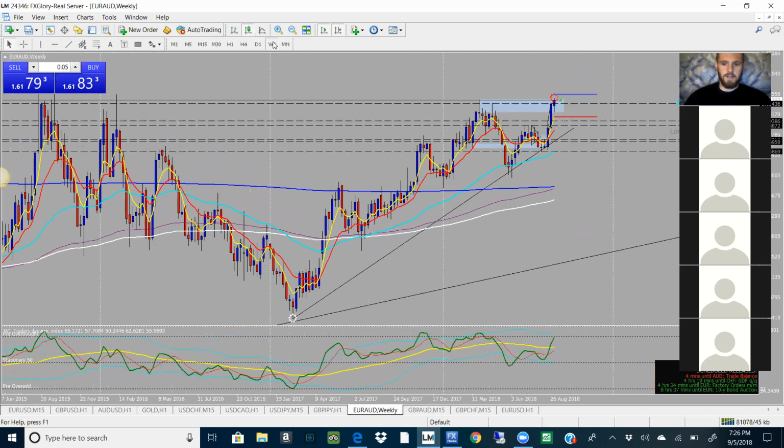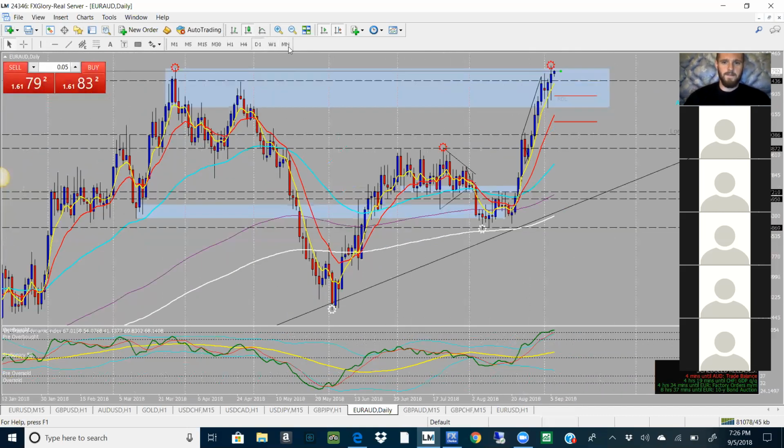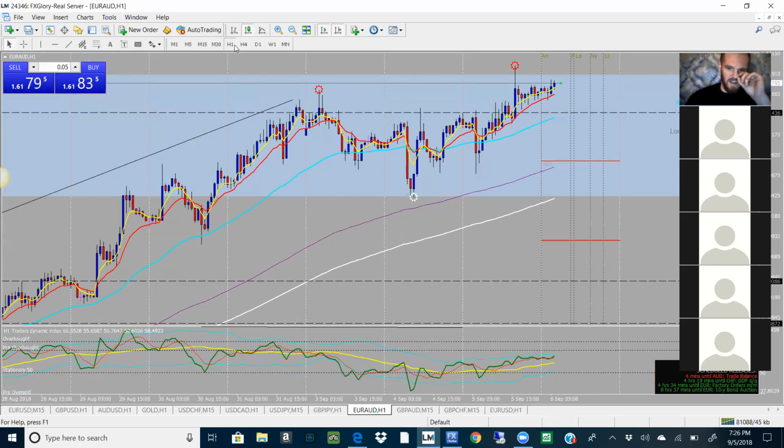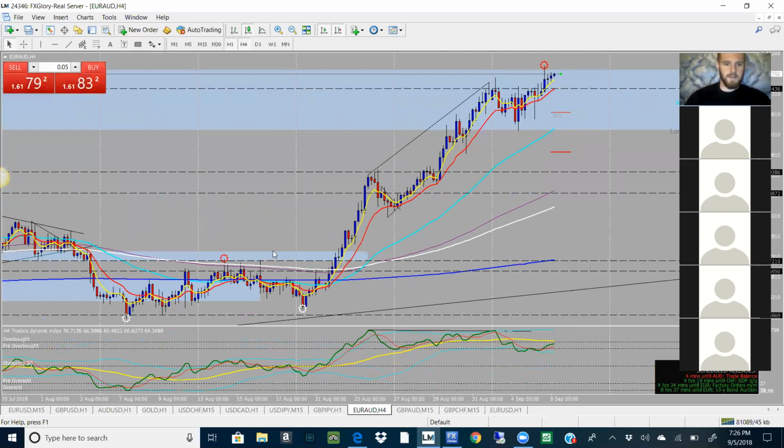I think it will, actually. I think it's going to break that high. Short term, pull back, drop to the 4 hour water. That's what you're looking for.